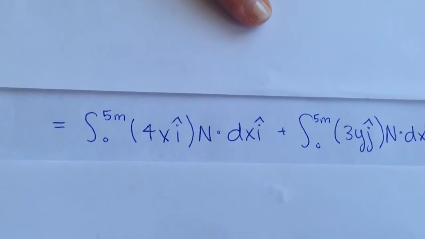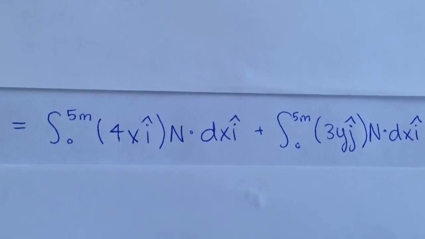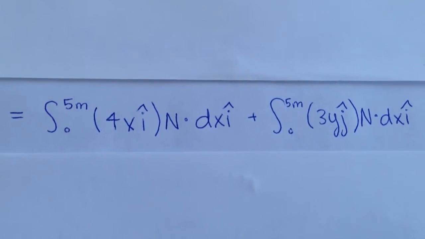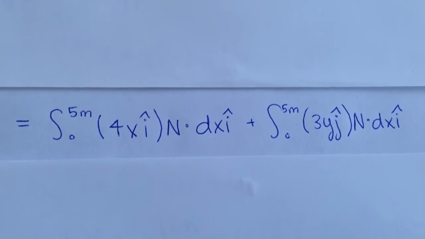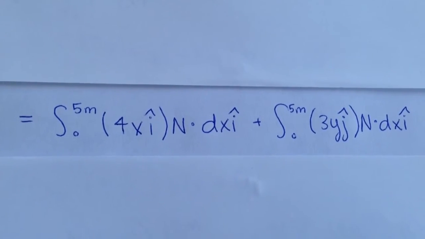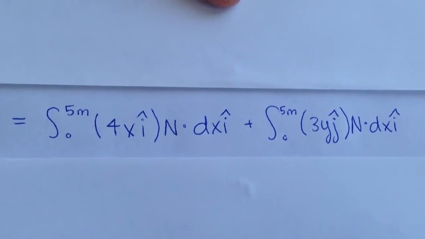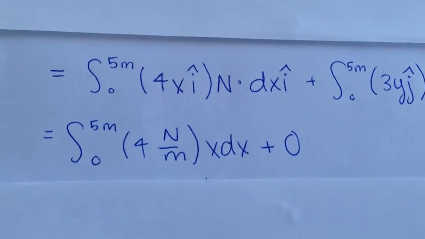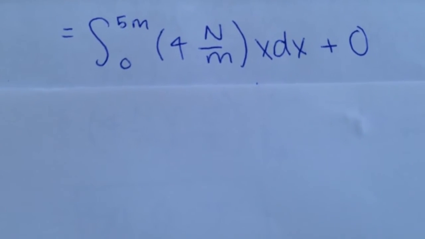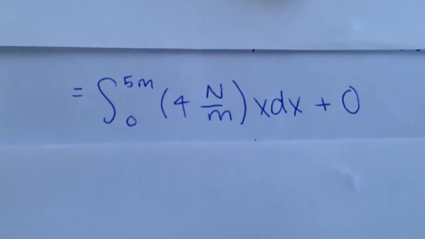And then we can change this so that we split it up into two integrals. So it becomes the integral of 4x i hat newtons dot dx i hat plus 3y j hat newtons dot dx i hat. And since the particle only moves in the x direction, it doesn't move upwards or downwards, we can say that the second integral is equal to 0, and plug it in, so we get the integral of 4 newtons per meter times x dx from 0 to 5.